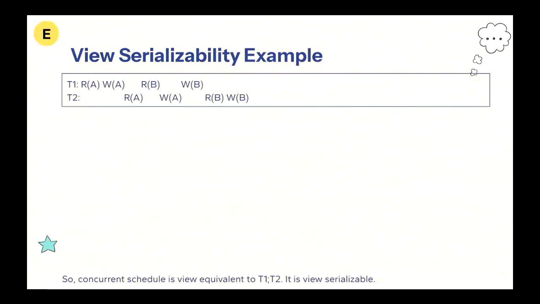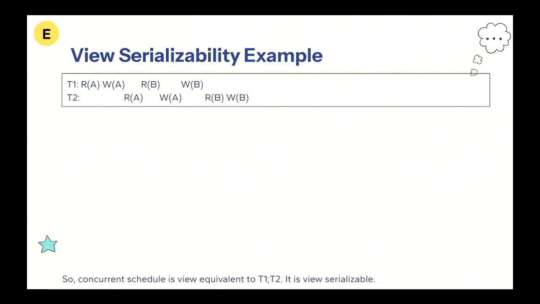And let's have a look at an example of how we check view serializability. This is an example here. As you can see, we have 2 shared objects here. The first one is A, the second one is B. And this schedule is a concurrent schedule because we started to process T2 before finishing the processing of T1. So the first step is to find all the n factorial serial schedules. In this case, n is 2, and we only have 2 possible options.